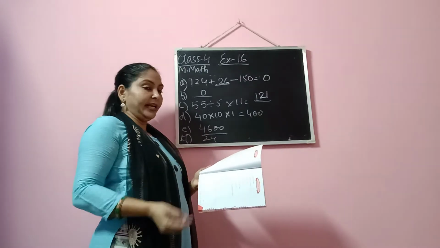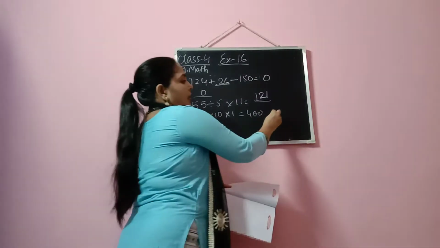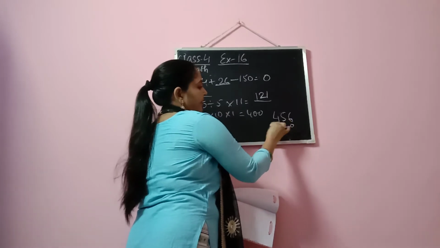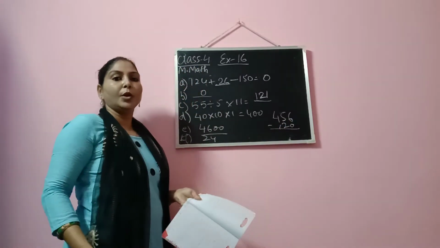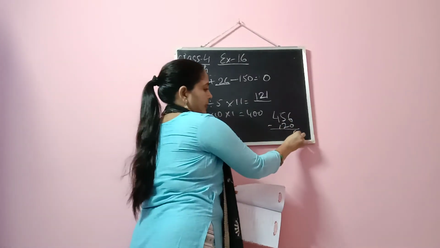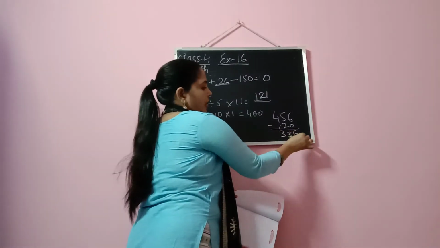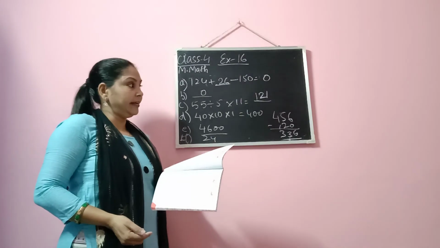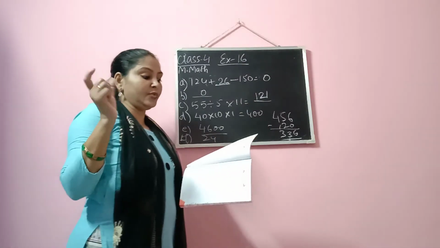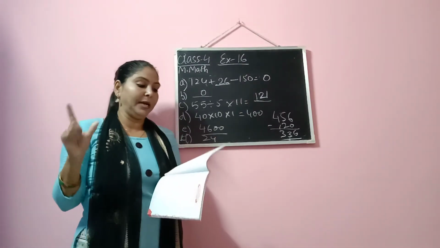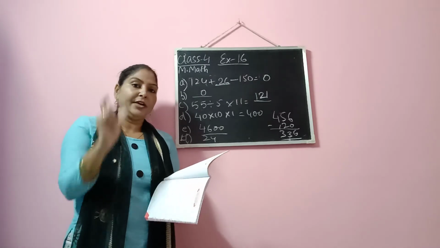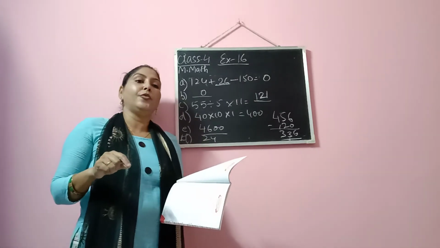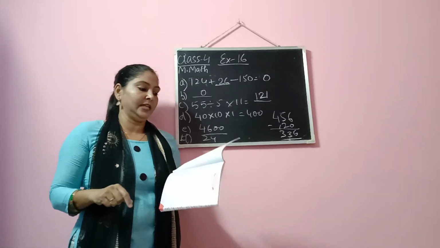And when I subtract 120 from 456, what do I get? The answer will be 336. So how did we do this? First we have to open the bracket by multiplying all the numbers, and whatever product we get, we will subtract that product from 456 and we will get the answer.